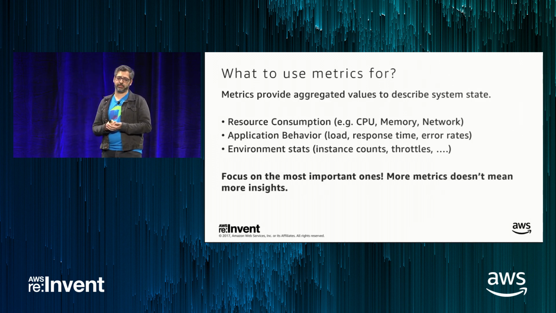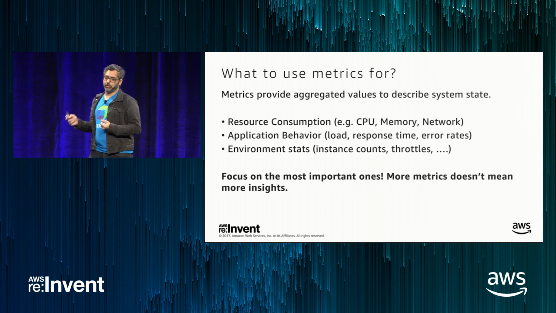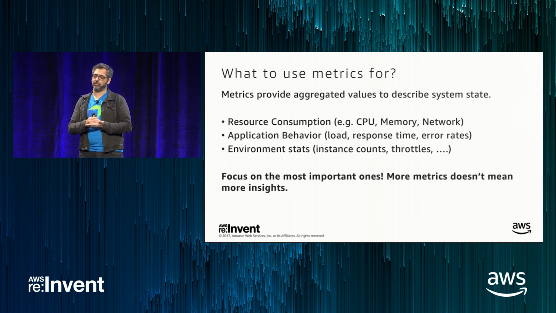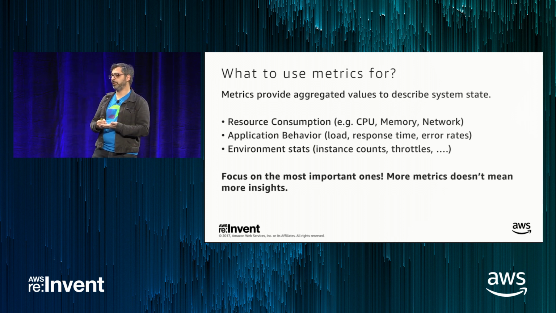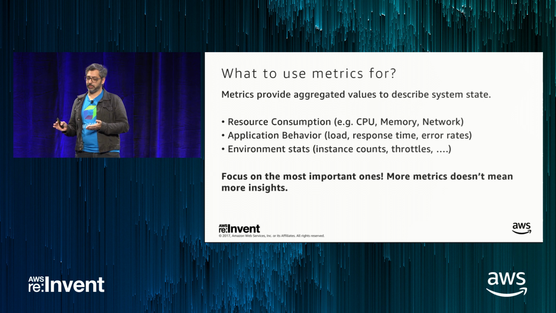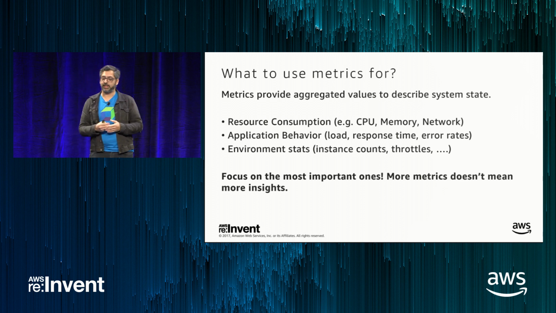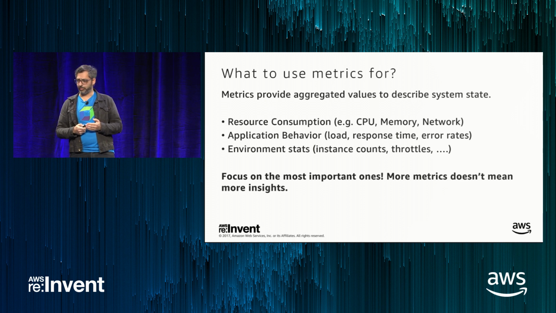So let's start with the metrics. What could we do with metrics after all? So we could, for instance, find out how one resource, like one instance, is doing by collecting CPU, memory, network information. But we could also want to know how applications are communicating, and there we mostly want to know the response time or error rates, etc. Or we want to know more about an environment, and for that we would collect instance counts, for instance, throttles, etc. But we see here already there are a lot of metrics that we could take. So most probably we want to focus on the more important ones.